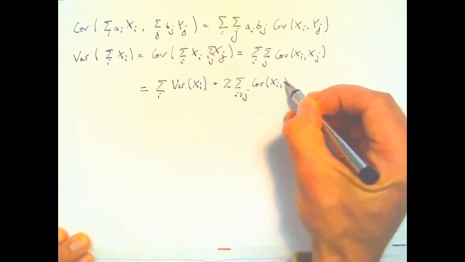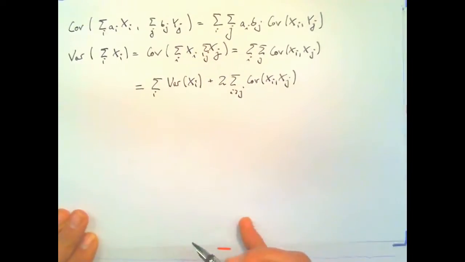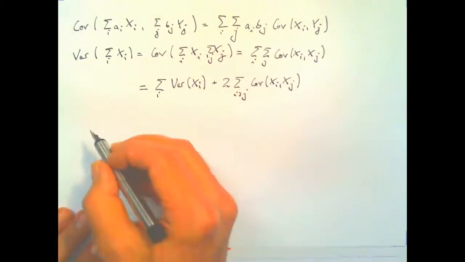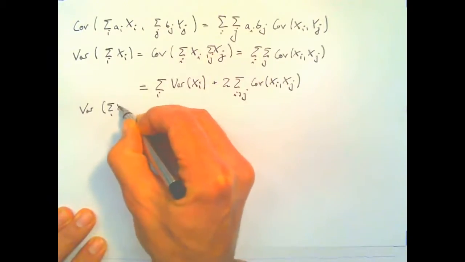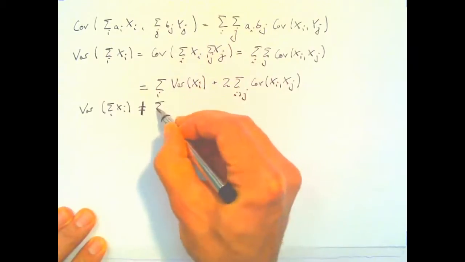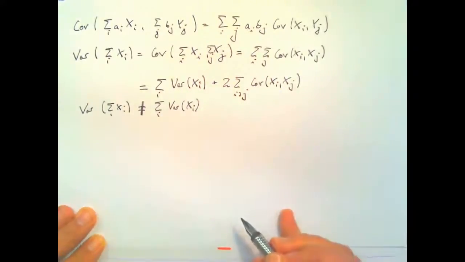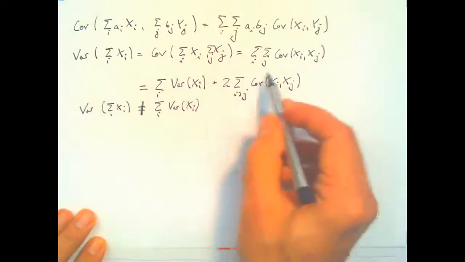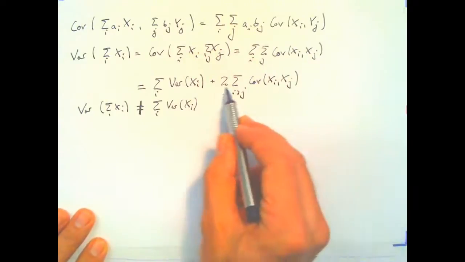And the important statement here is that overall the variance of a sum of random variables is not the same thing as the sum of the variances, if there is non-zero correlation between the random variables, and the difference is just this term here.